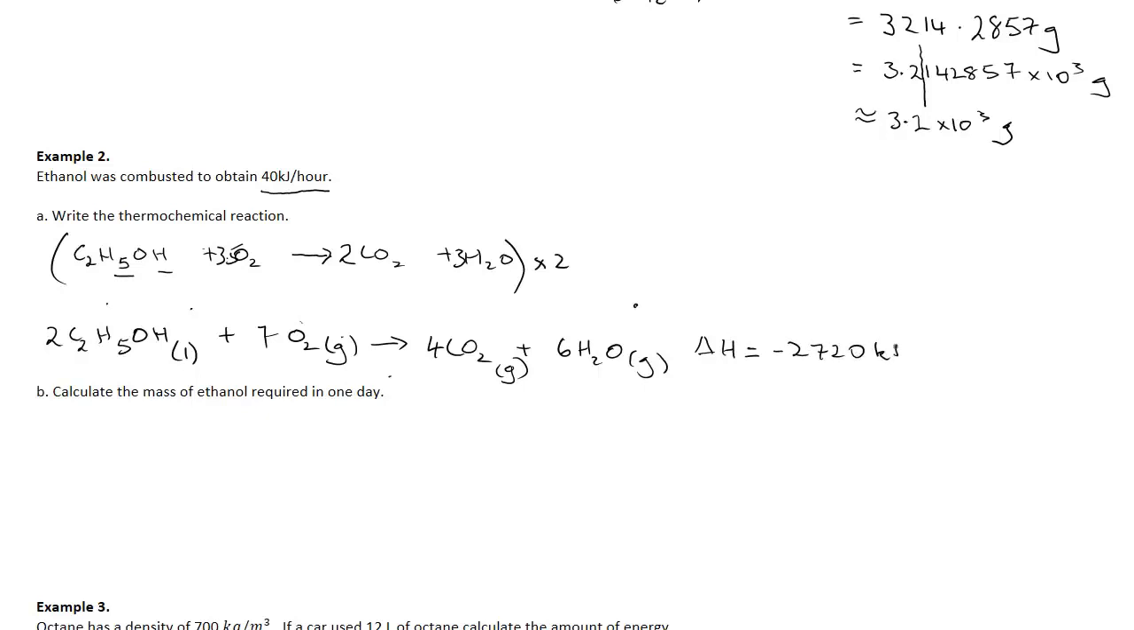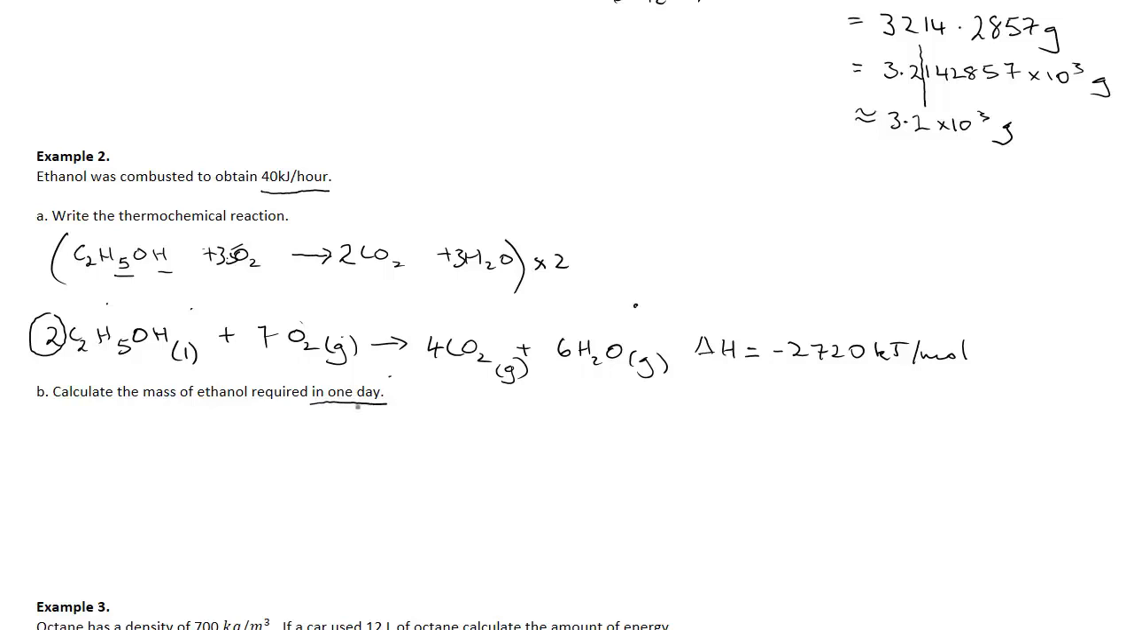If there was 3 in front of your ethanol, you would have to multiply that delta H by 3. So the delta H needs to be adjusted based on the number in front of your fuel, or whichever substance you're dealing with. Okay, so question B states, calculate the mass of ethanol required in 1 day.